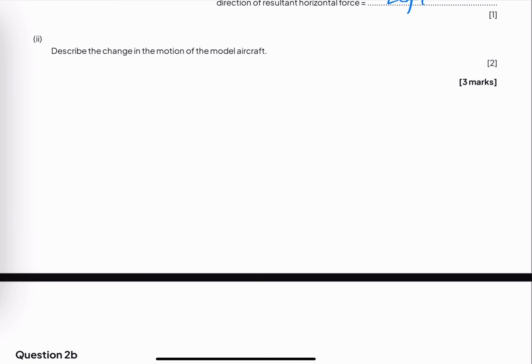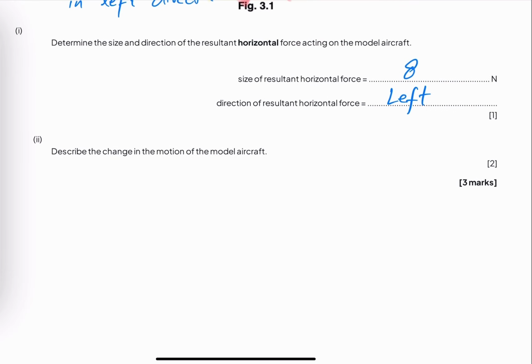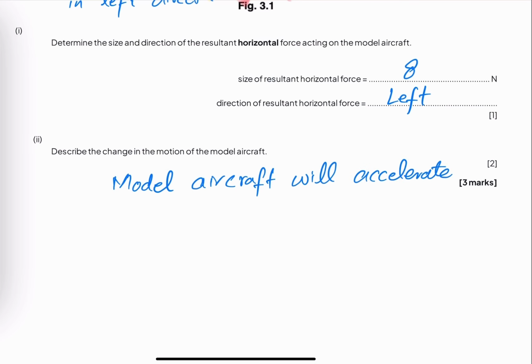Second part, describe the change in motion of the model aircraft. So as there is a resultant force, whenever there is a resultant force, the model aircraft will accelerate. Okay, the model aircraft will accelerate due to the resultant force.